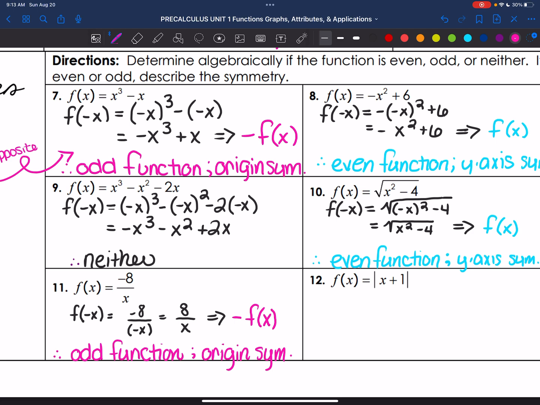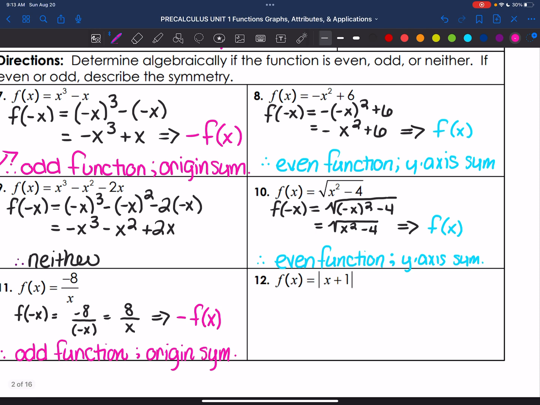All right. Well, I've got one more here that I want to look at with you all and do together. This is an absolute value function. So let's see what happens here. If I take this function at the opposite of x, what's going to happen here? Think about this in the case of an actual value. Let's kind of do some little thoughts here.